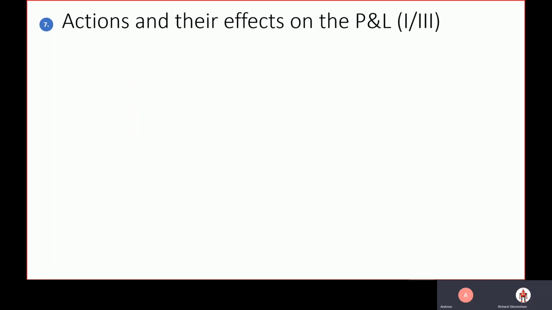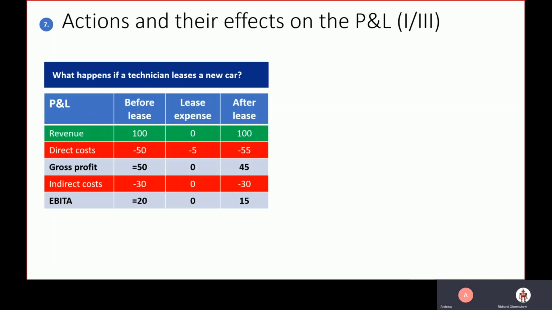So actions and their effect on the P&L. We've got some scenarios here, please, Andreas. So this is just a couple of examples to highlight what happens in certain cases. So the first one is if a technician leases a new car.